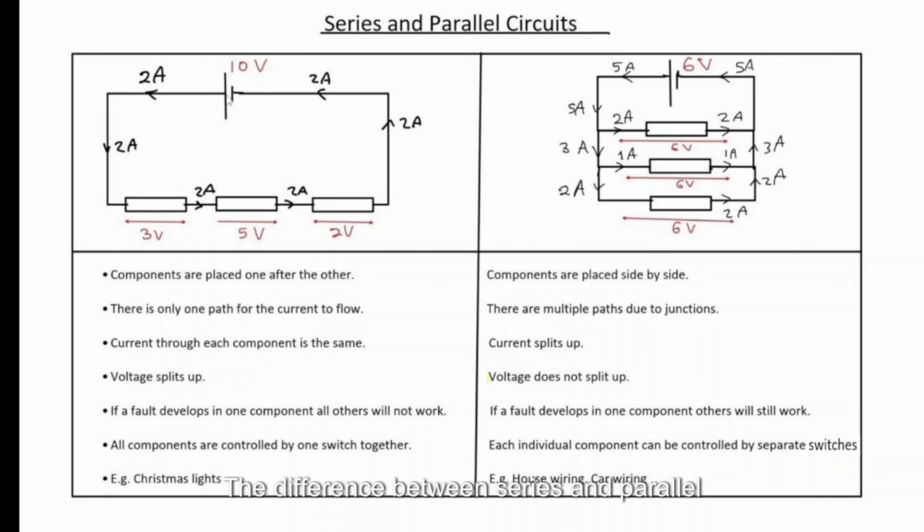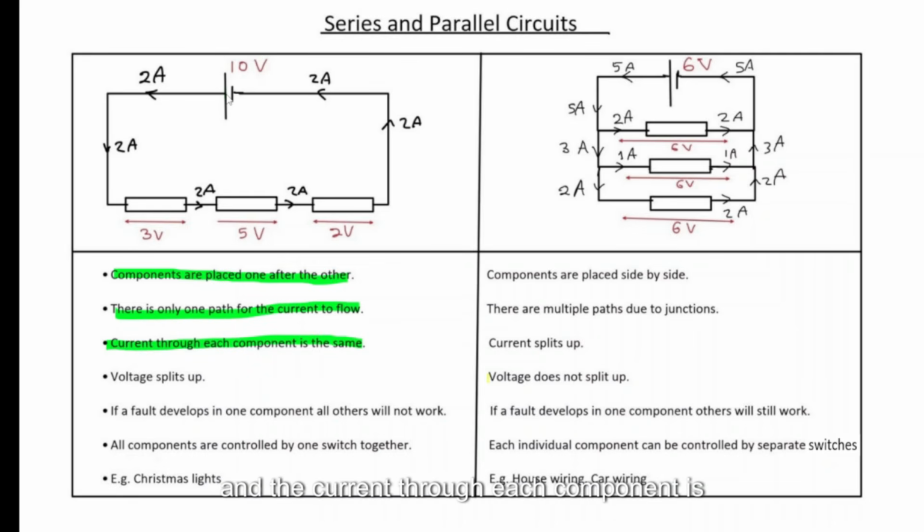The difference between series and parallel circuits is a really important thing in physics. Now in a series circuit, components are placed one after the other, and there is only one path for the current to flow, and the current through each component is the same. If the current starts from here, there's only one path here. It's 2 amps here, 2 amps through this one, through this, and everywhere the current is the same.